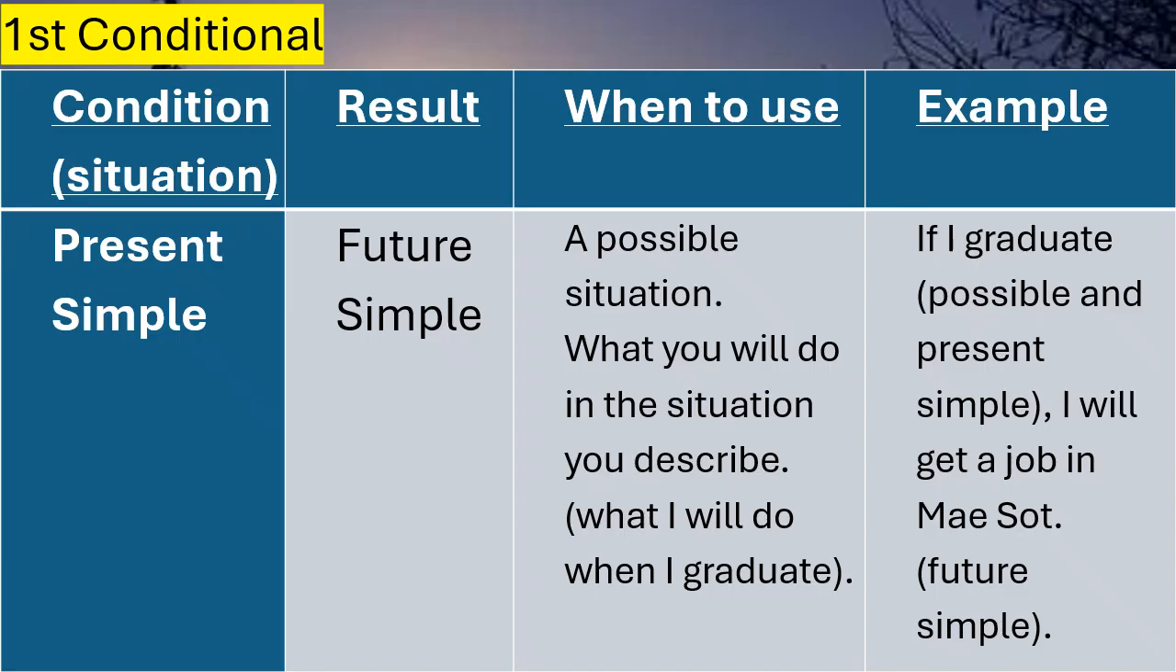For example, what I will do when I graduate. So, for example, if I graduate, so that is a possible situation. It's also present simple. I graduate. I will get a job in Maison. I will, future simple, get a job in Maison. And yes, it's possible that you're going to graduate. So this is a possible situation.